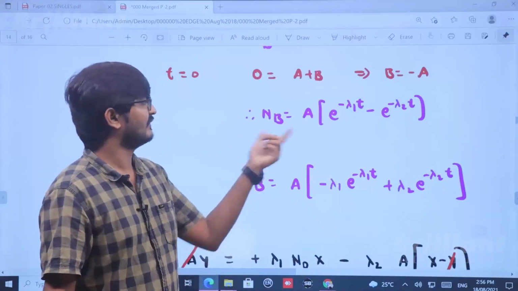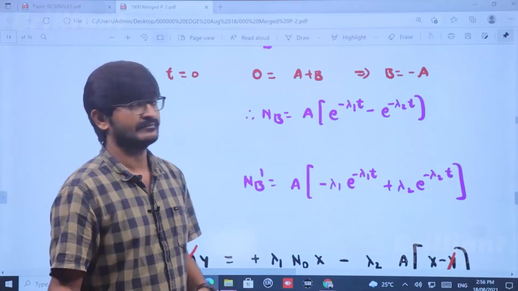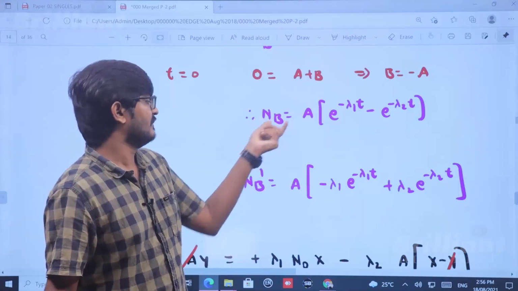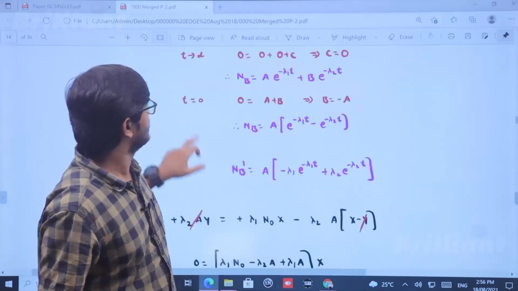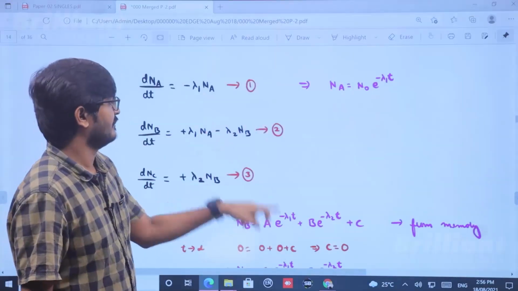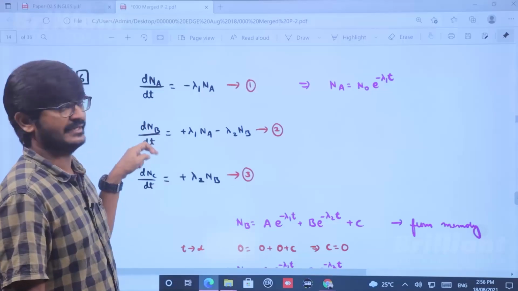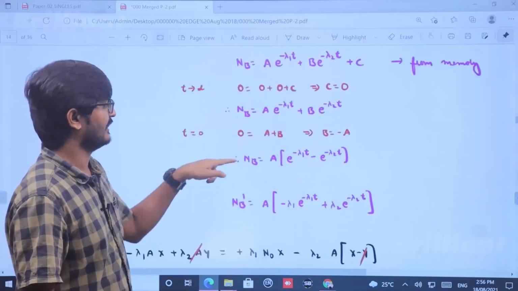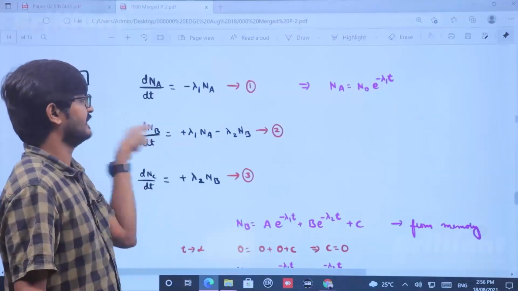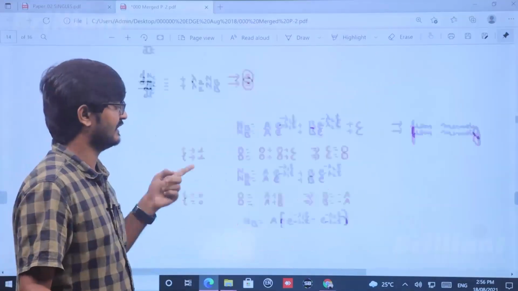Now I have only one variable to find out, that is A. I know NB, so I will be finding NB dash. The reason I am doing this is because I know this equation, I know NA, I know NB also. If I substitute NB dash, then I will be getting one equation. I know NB, I know NB dash, and I know NA, and I will be substituting it here, so that I will be having one equation and one variable A.